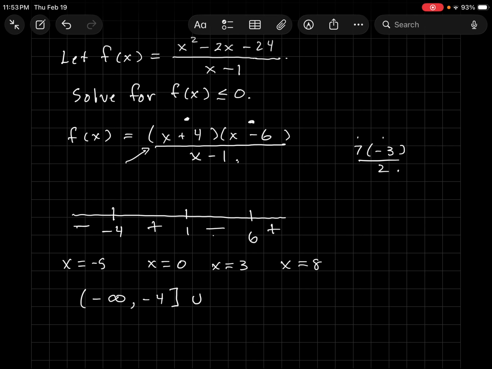And then f of x is negative, less than 0 between 1 and 6. So I'll do 1 and 6. And let's check. Does the function equal 0 at x equals 1? Well, the denominator equals 0, which means the function is undefined. So I won't include 1. How about at x equals 6? When x equals 6, the numerator is 0, which means the function is equal to 0, so I can include 6 as the endpoint.